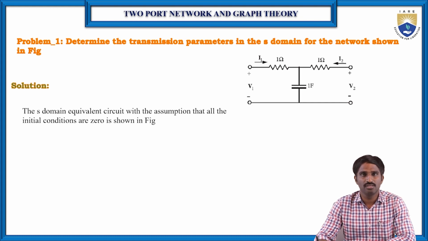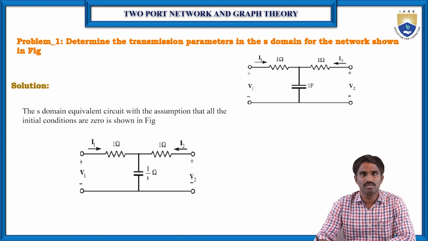Here I have converted the given two-port network into the S domain configuration, so the 1 farad capacitor is replaced by 1 by S ohms. The two resistors are already there: the input side resistor is 1 ohm, and the output side resistor is another 1 ohm. For simple understanding, port 1 has voltage V1 and current I1, and similarly port 2 has voltage V2 and current I2.